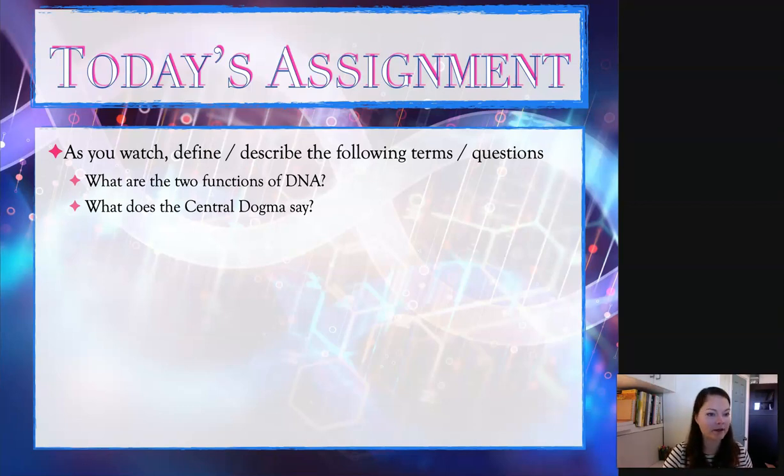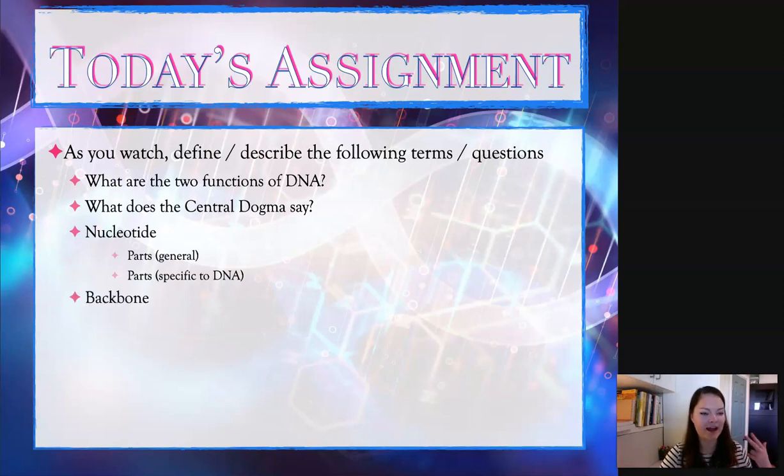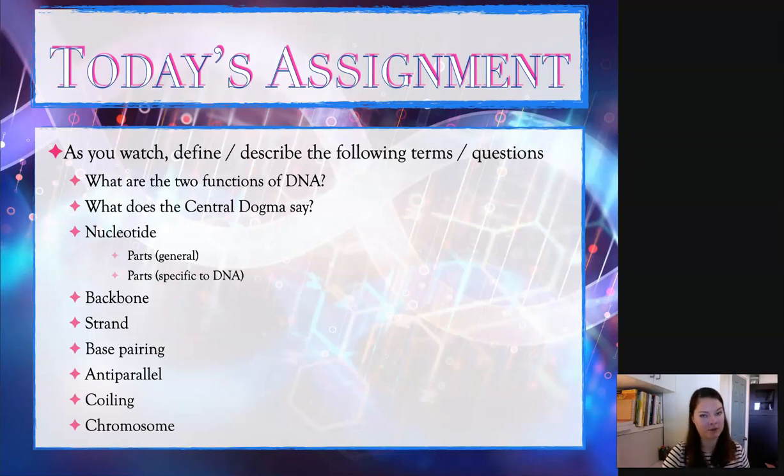In terms of vocabulary terms, again, you're not needing to give me a huge description. I want you to write down what a nucleotide is, what are the various parts of a nucleotide in general and specifically relating to DNA. What do I mean by backbone, by strand, by base pairs? Both specifically, what are the rules of base pairing and what does base pairing mean? The term antiparallel, coiling, and then finally chromosome.